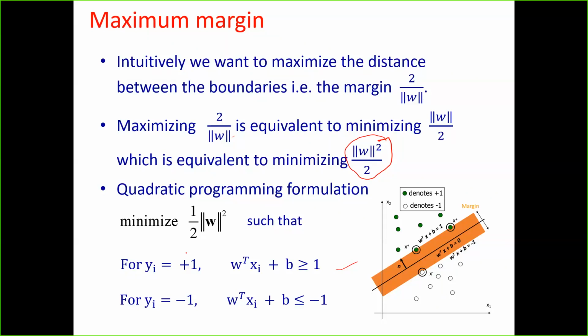So you want to minimize W square by 2 so that for all the positive points, this W transpose X plus B must be greater than or equal to 1. For all the negative points, this W transpose Xi plus B must be less than or equal to -1. So this is our problem. We want to minimize W square by 2 such that all the positive points lie on or above the positive boundary and all the negative points lie on or below the negative boundary. So far, are you with me or lost anywhere, so that I can repeat it now itself?